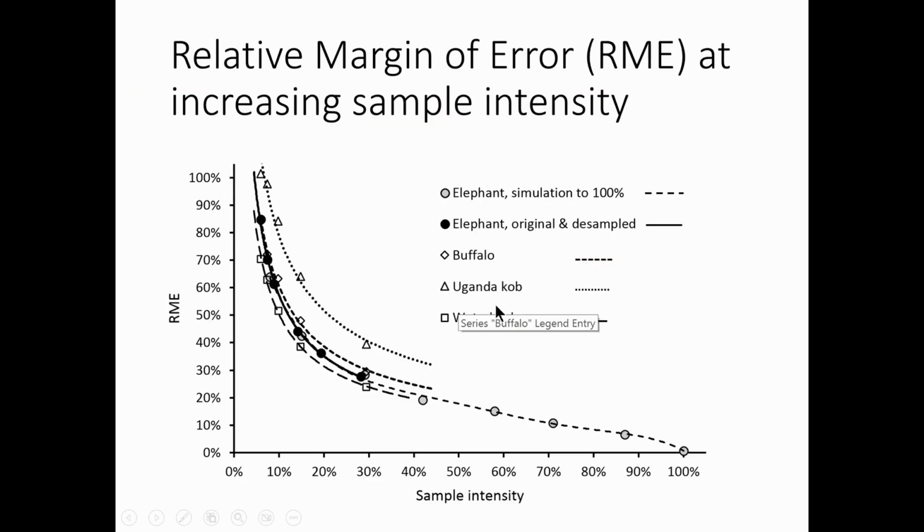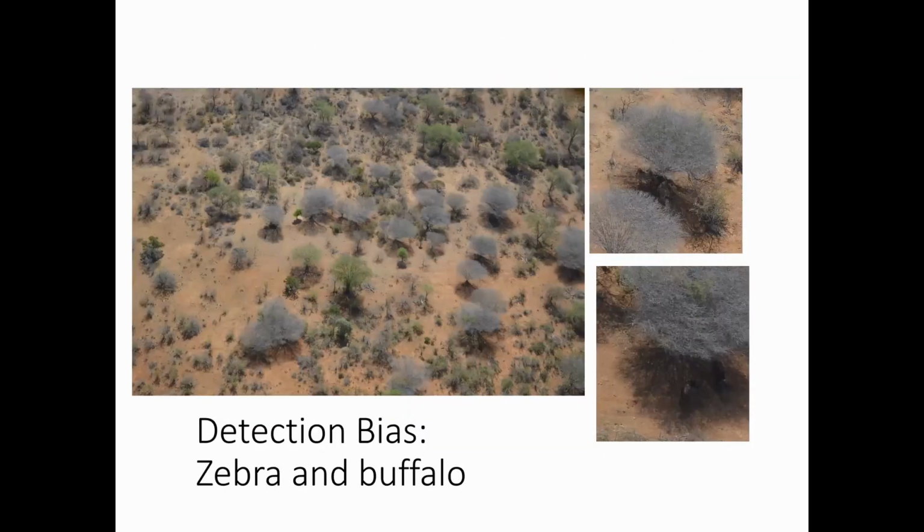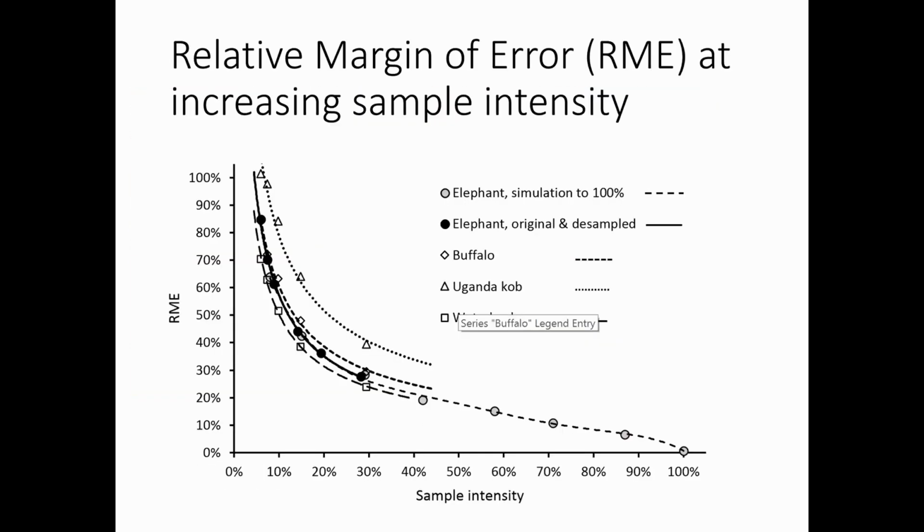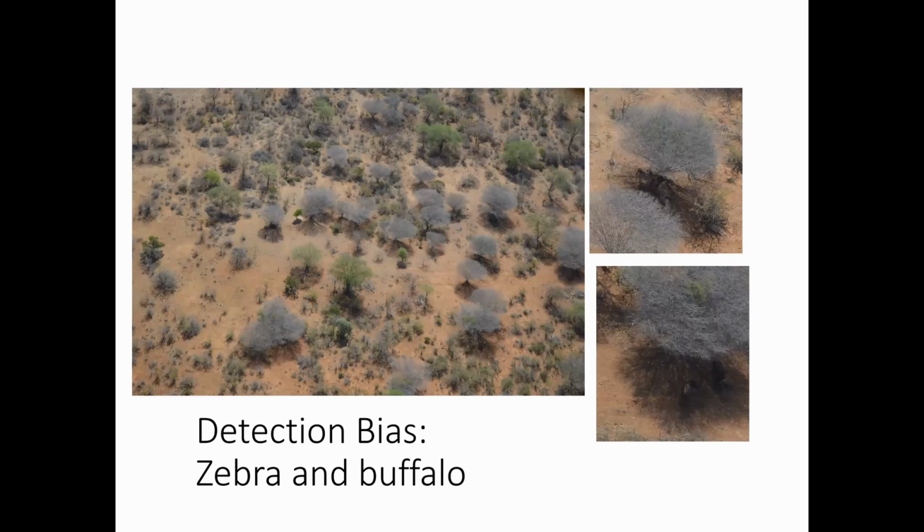Now, detection bias. We have spoken about precision, which is how precise you think your estimate might be, plus or minus a certain amount. But of course, your estimate might be completely off because you're missing all of the unavailable animals. And how much would you be doing this?